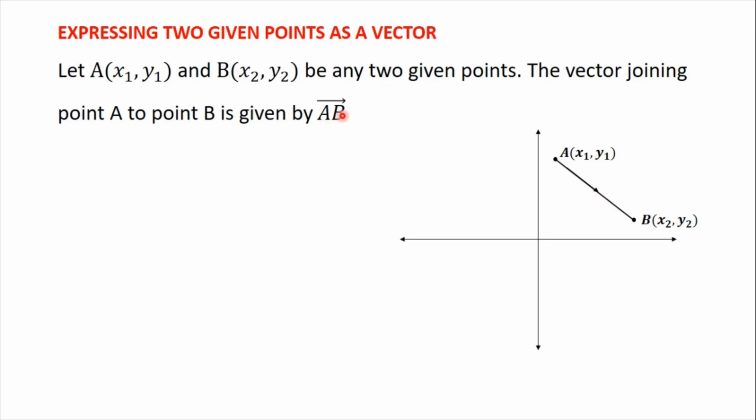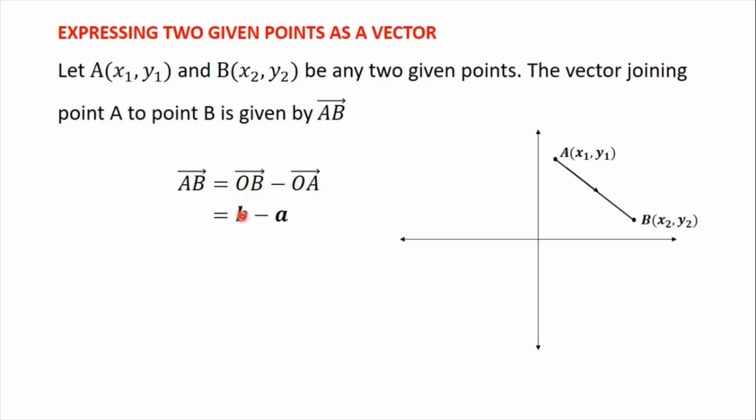Now, how do we find this vector AB from the coordinates A and coordinates B? This vector AB is given by the position vector of the second point, which is B, that's the vector OB, minus the position vector of the first point, which is A, which will give us the vector OA. So vector AB is the position vector of B minus the position vector of A. This is going to give us vector OB minus vector OA.